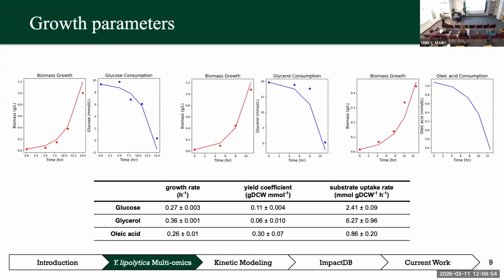But then when we look at the yield coefficients, when they're normalized for the number of carbons, glycerol has 3 carbons, glucose has 6, and oleic acid has 18. When you normalize, the yields are all about the same per carbon. So the big difference is in substrate uptake rate, and that's why glycerol has the faster growth rate.